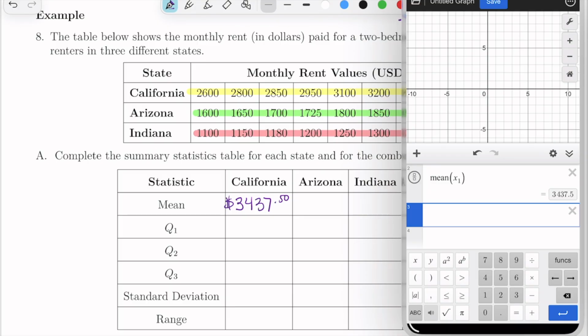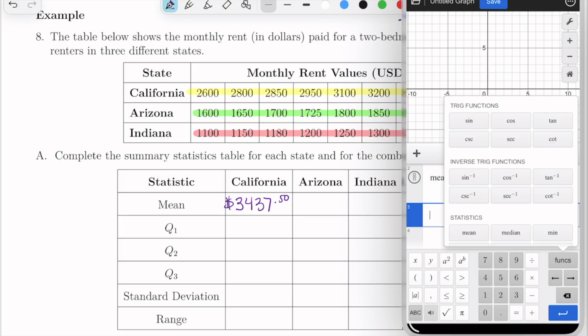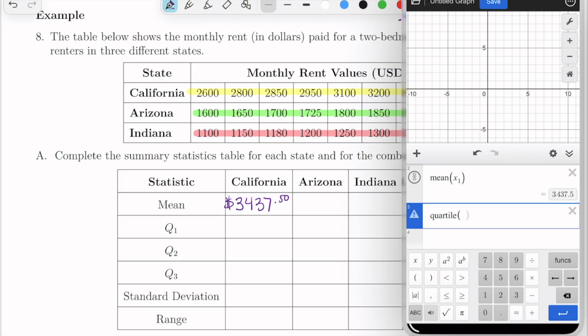Next, I'm going to put in my quartiles. So function, quartile, and I've got to do X1, comma 1. There's the first quartile. And then I can back this up and do 2. That gets me the second quartile, which is also the median. And we'll do the third quartile.